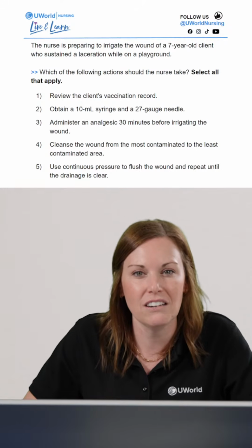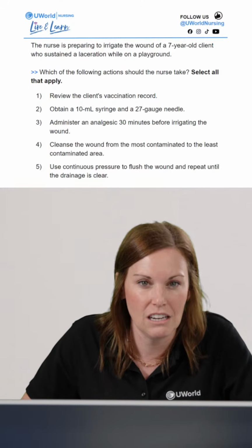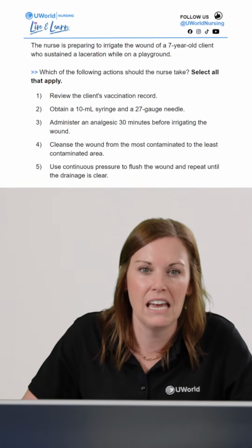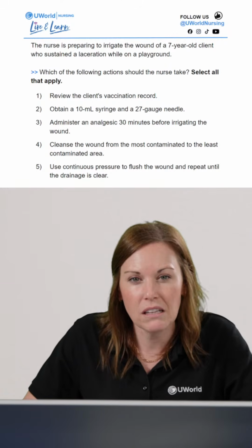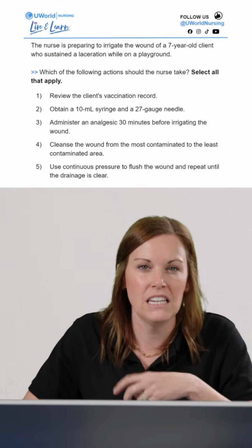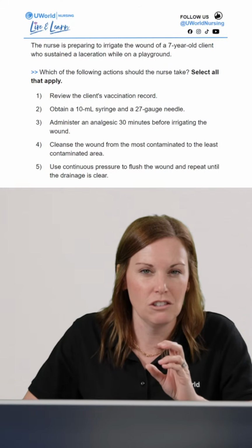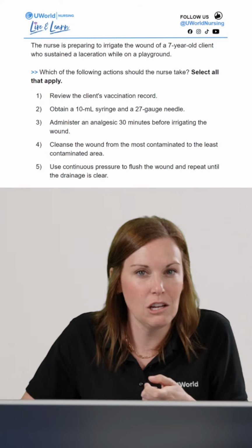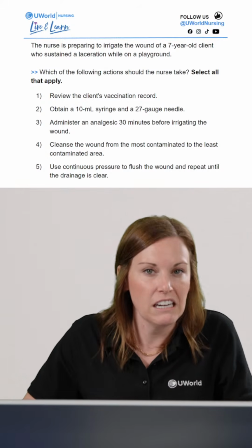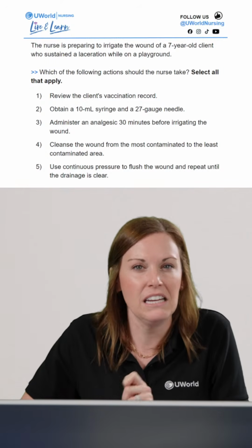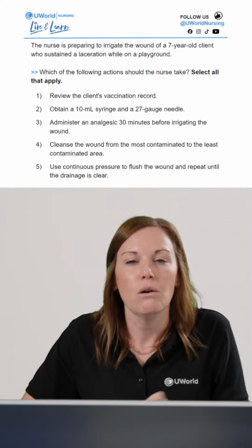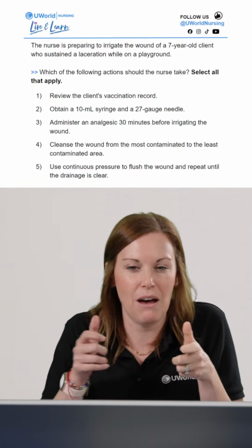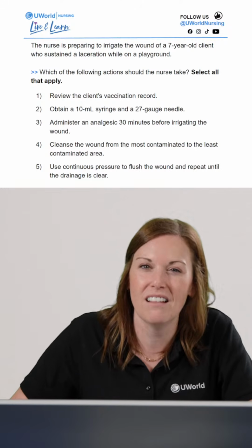Obtain a 10 milliliter syringe and a 27 gauge needle. So this is a false statement or an inappropriate action to take. So the use of a 10 milliliter syringe with a 27 gauge needle, that 10 milliliter syringe is really tiny. It's not really going to offer us a lot of continuous pressure when we are irrigating the wound. And that 27 gauge needle is really narrow. We want to use something that's wider because if we're pushing that fluid out, it's going to come out way too fast and it can cause a lot of pain.